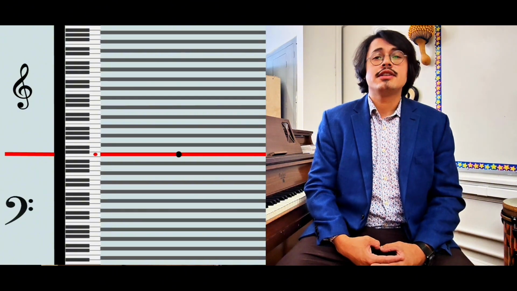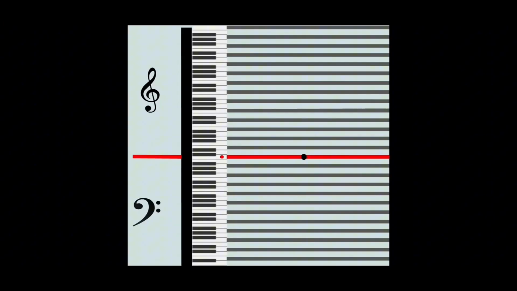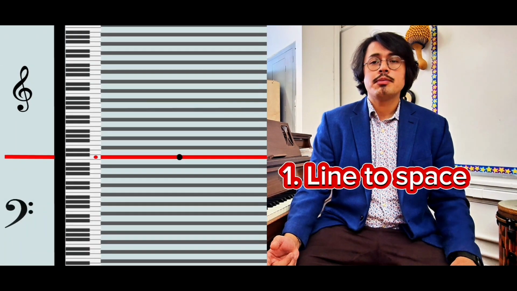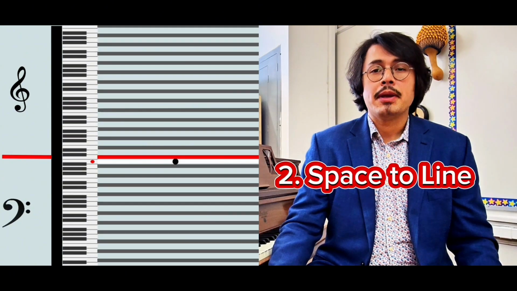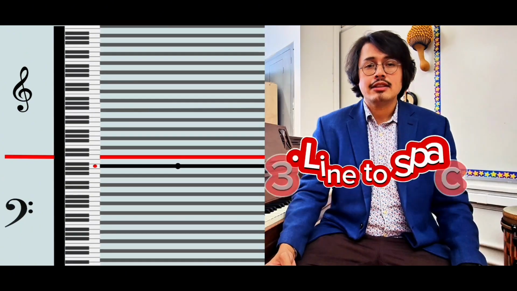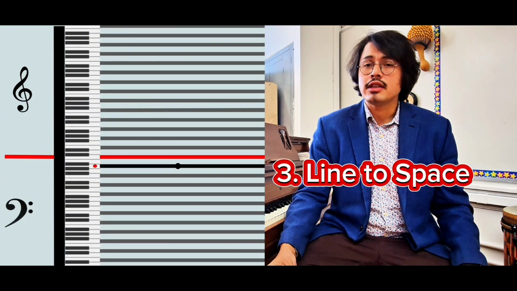Starting at our middle pitch again, we're going to move 3 pitches down. Let's listen. Let's analyze what happened on the keyboard and our pitch ladder. We moved down from a line into a space, and that's 1. We moved down from a space onto a line, and that's 2. Lastly, we moved down from a line into a space, and that's 3.